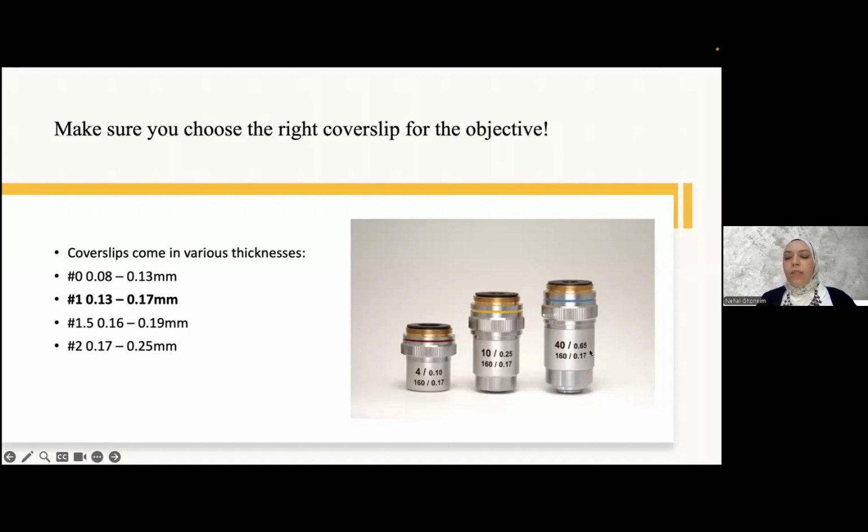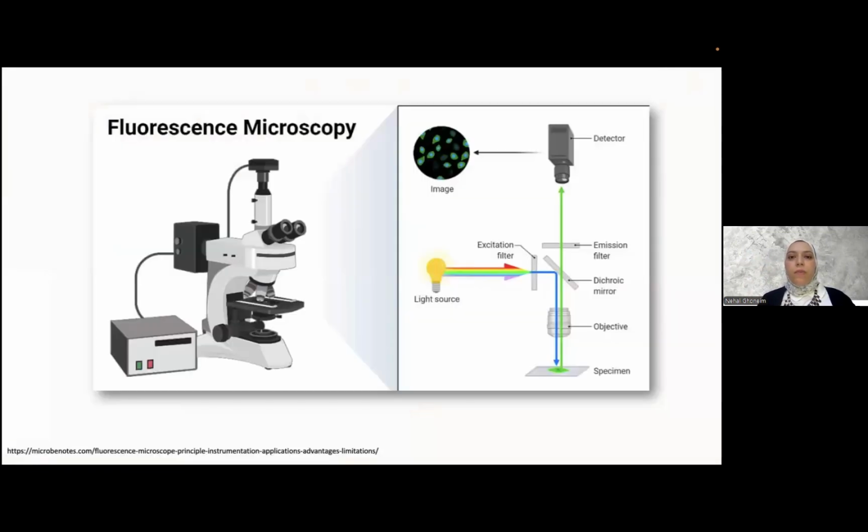What is the meaning of this? Actually, 0.17 refers to the thickness of the cover slip that is proper to be corrected using this objective by the designer. So the designer of the objective indicated that the thickness of the cover slip should be 0.17 to be corrected by the objective lens. So you have to take care of the thickness of the cover slips that is used.